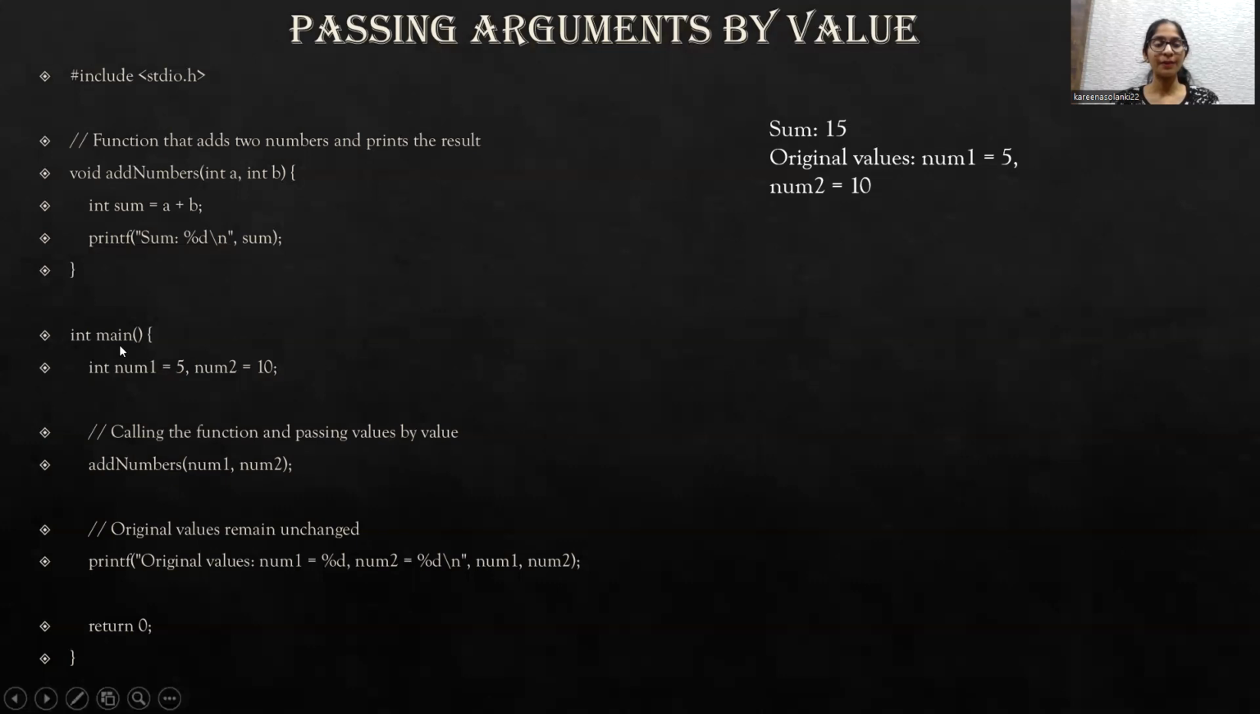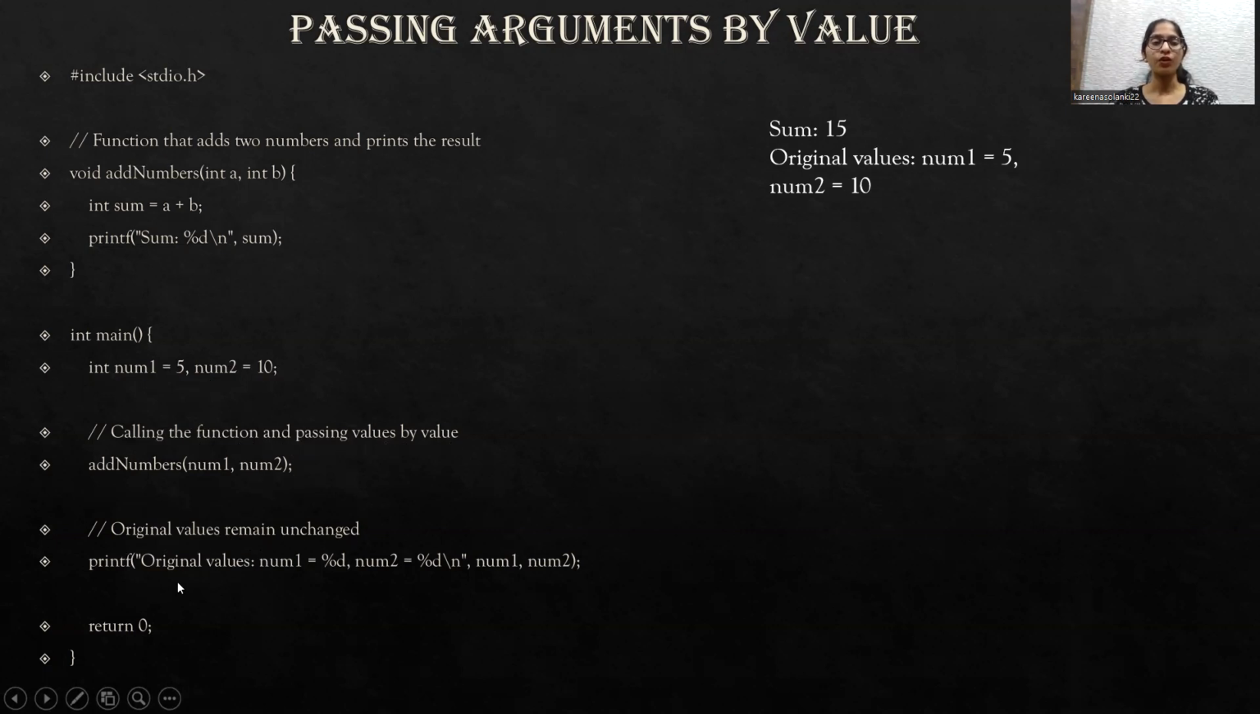int main, here the main function is opened where int number1 is declared as 5, number2 is equal to 10. Then we call the function, passing values by the value method. Here add(num1, num2) is used. Then the original values will remain unchanged in this.